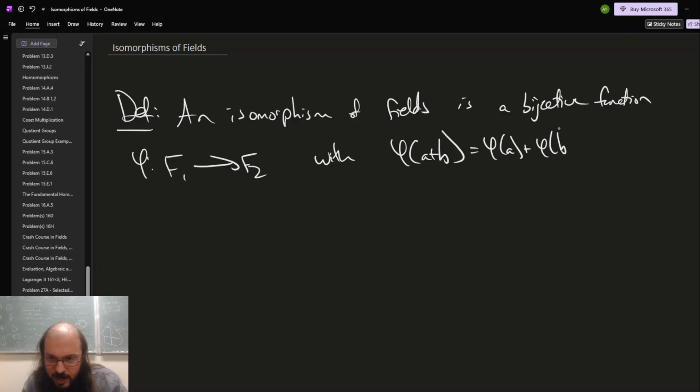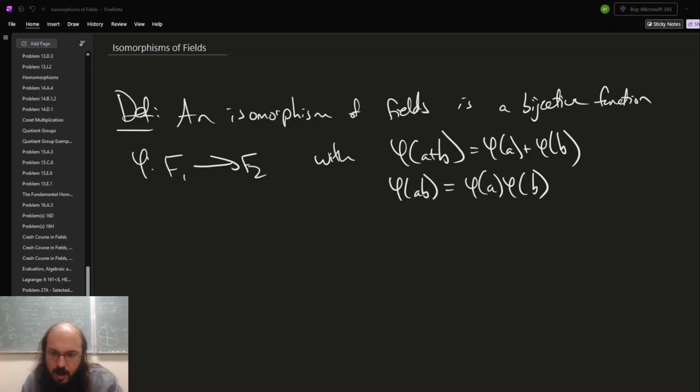It's for teching, right? Phi of a plus b equals phi of a plus phi of b, and also phi of ab equals phi of a, phi of b. So in other words, it's just a bijective function which preserves the operations in a field. Just like a group isomorphism preserved the notions of group multiplication, sent one group operation to another. This one, we got two operations. Field isomorphism preserves them both.